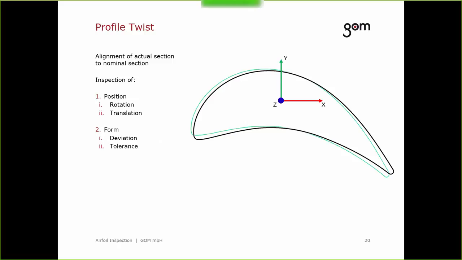The alignment of the actual section to the nominal section is central to the profile twist function. This is performed using either a Gaussian or Chebyshev best fit. The resultant alignment transformation is used to determine the positional error of the actual section with respect to the nominal section. Following the alignment, the actual airfoil profile is compared to the nominal airfoil profile to determine the form errors.